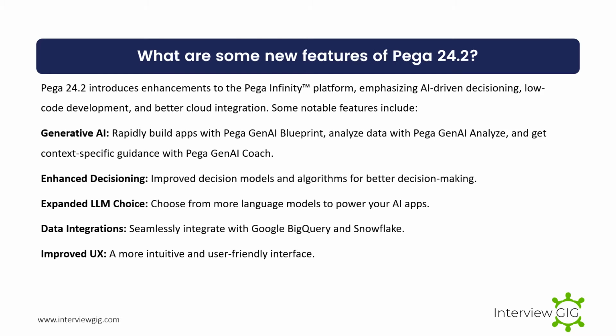What are some new features of Pega 24.2? Pega 24.2 introduces enhancements to the Pega Infinity platform, emphasizing AI-driven decisioning, low-code development, and better cloud integration. Some notable features include generative AI: rapidly build apps with Pega Gen AI Blueprint, analyze data with Pega Gen AI Analyze, and get context-specific guidance with Pega Gen AI Coach.